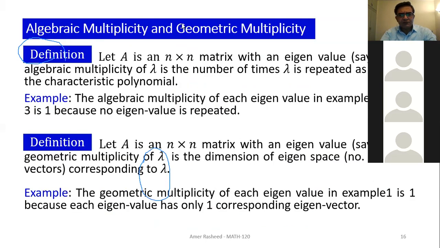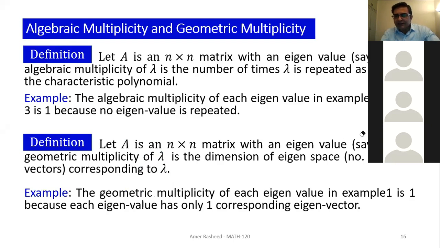Sir, will algebraic and geometric multiplicity always be the same? No, it is not necessary. For example, if lambda is not repeating, its algebraic multiplicity is 1. But it is possible that we can get two eigenvectors corresponding to one value of lambda. Then the algebraic multiplicity of lambda is 1 and the geometric multiplicity of lambda is 2. I hope that answers the question.